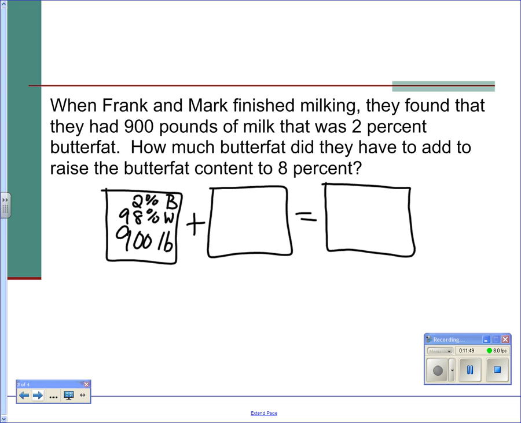Does that make sense? Okay, what are we adding? X, a certain amount of butterfat. What percentage of butterfat and water is it? I'll go with 0% water and 100% butterfat. We're only adding butterfat, because it says how much butterfat did you have to add. When it says add butterfat, it's 100% butterfat. You don't have any water when you're adding only the butterfat.